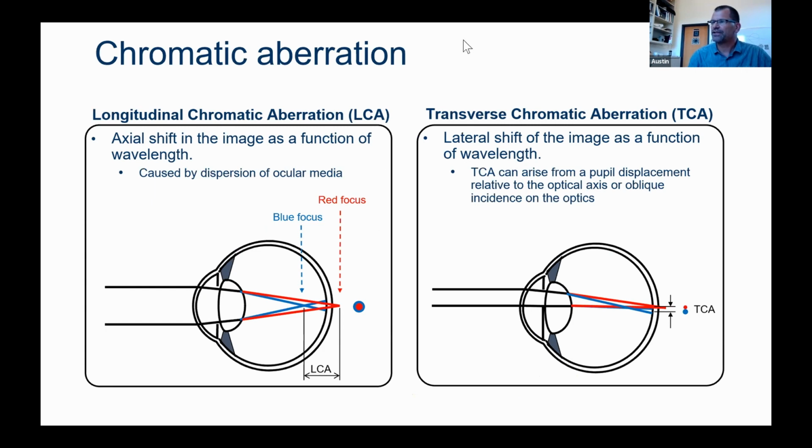Transverse chromatic aberration is a lateral shift in the image as a function of wavelength. And as illustrated here, transverse chromatic aberration can arise from a pupil displacement relative to the optical axis, like what's shown here, or with oblique incidence of the light through the optics.